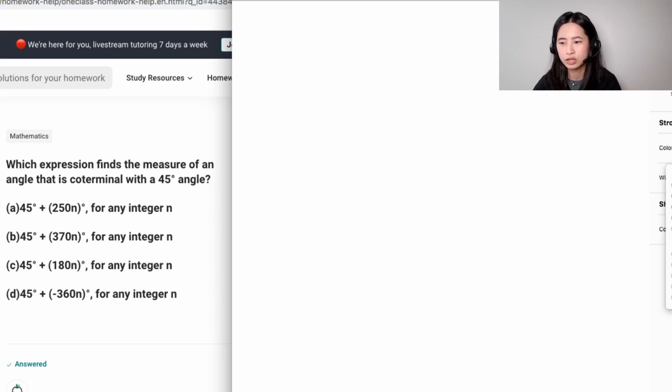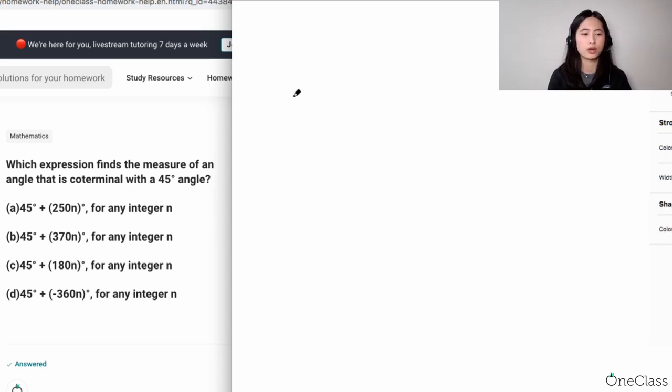For the first question, we're looking at coterminal angles. Let me just select the pen. Okay, great. So they're asking us which expression finds the measure of an angle that is coterminal with a 45-degree angle, right? So first of all, let's just define what a coterminal angle is.